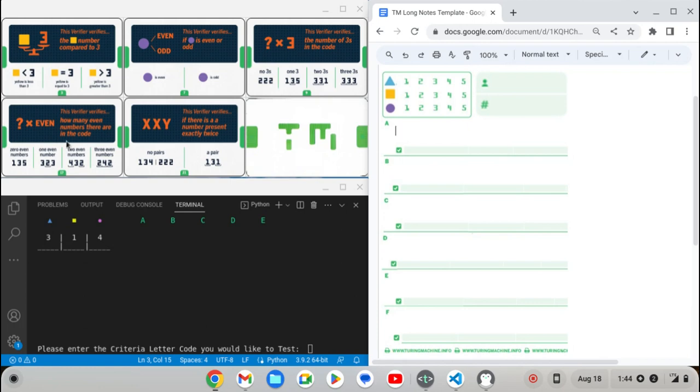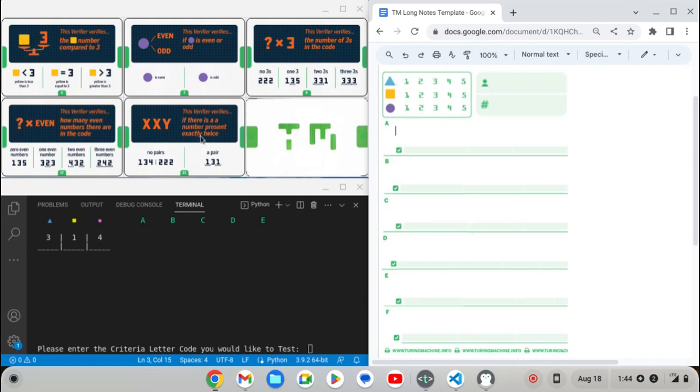Criteria card D again looks at our 3-digit solution, but this time will let us know the quantity of evens in the solution. Are there no evens? Is there 1 even? Perhaps 2? Maybe all 3 are even.